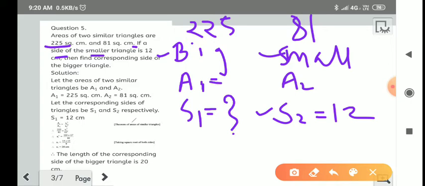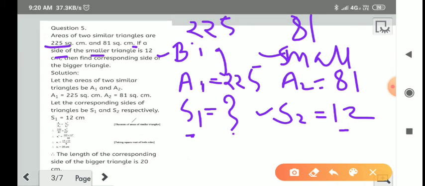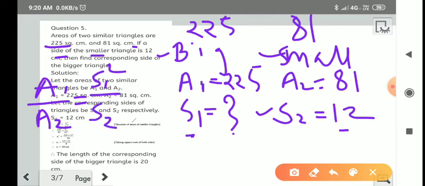A1 is 225 square centimeter, A2 is 81 square centimeter, S2 is given 12 centimeter and we have to find S1. Now what is the formula according to the theorem of areas of similar triangles? So the formula is area of first triangle upon area of second triangle is equal to side 1 square divided by side 2 square.